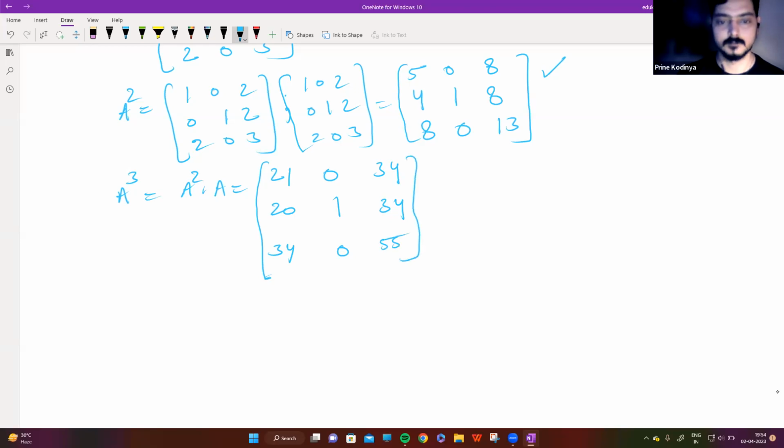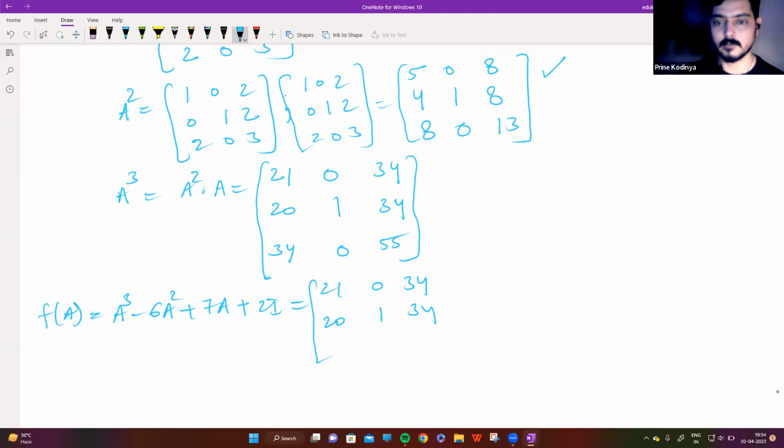That would be A cube. We need to find out f of A, which is A cube minus 6A square plus 7A plus 2I. So that would be 21, 0, 34, 21, 34, 34, 0, 55, minus 6 times, so I'm going to multiply 6 with this A square. This would be 30, 0, 48, 24, 6, 48, 48, 0, 78.